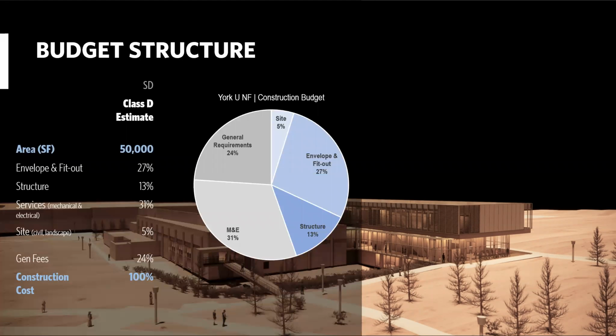So the chart here shows how the budget was distributed based on the elemental cost estimate. As you see here, the structure, envelope, and fit out are only 40% of the project. So it turns out that the cost estimator was not wrong. And as I said, the project was over budget by 15%.